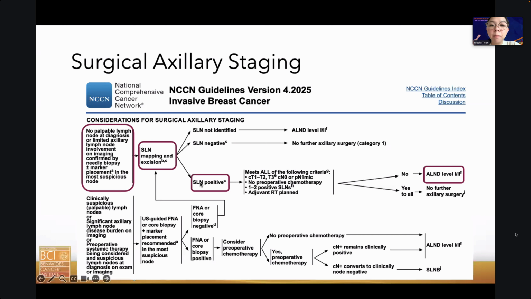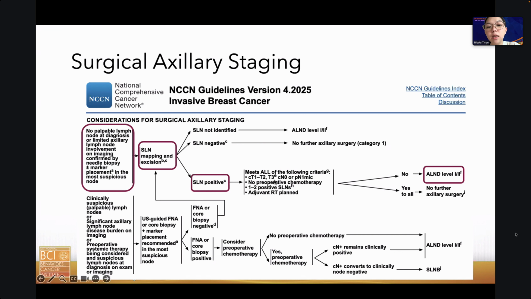So normally in the past, any positive sentinel lymph node, we would go ahead and do an axillary lymph node dissection. However, the ACOSOG Z11 trial and the AMAROS trial have shown us that for certain cases, we may actually omit an axillary dissection if your patient will be going for radiation therapy. So for example, you have a patient who meets all of these criteria, T1 to T2, clinically node negative.